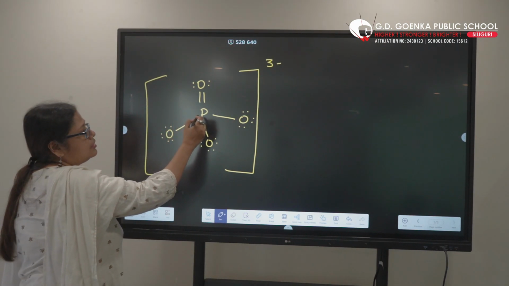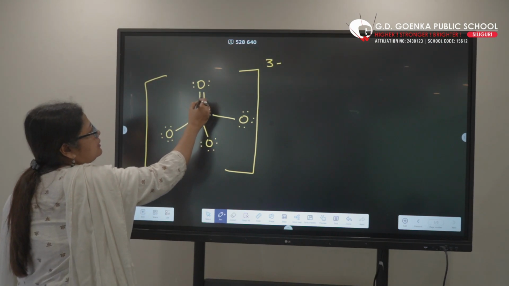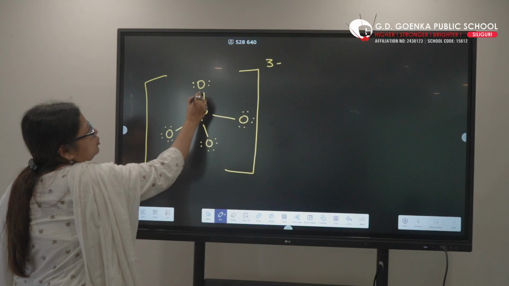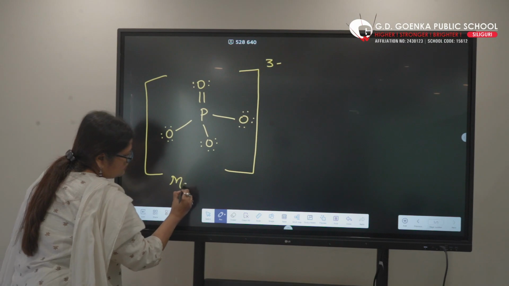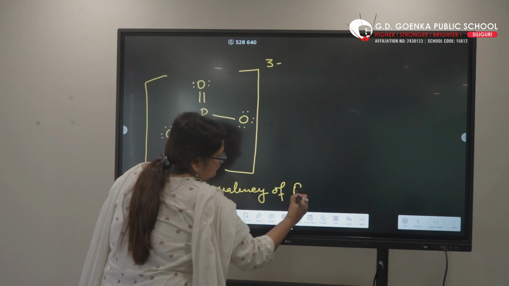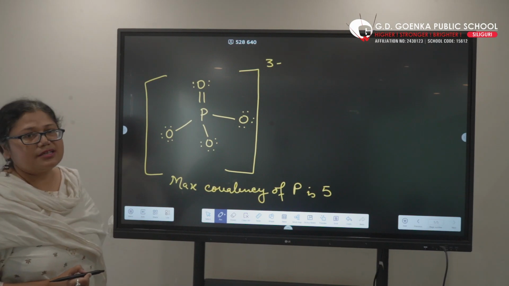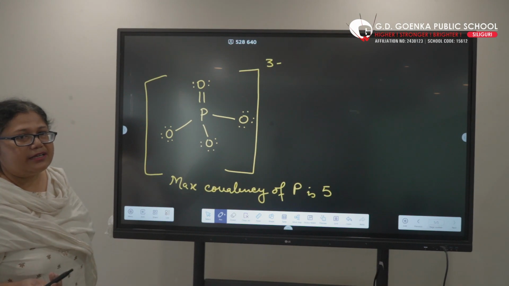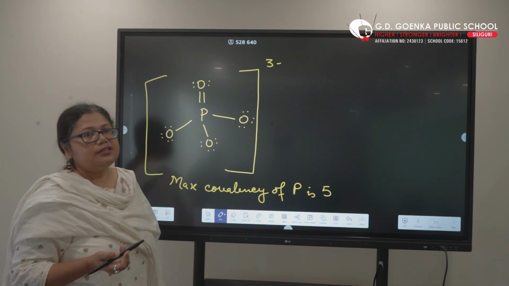At the same time, the central atom phosphorus has also satisfied its maximum covalency and it can accommodate 10 electrons due to the presence of the 3D subshell. So 1, 2, 3, 4, 5. The maximum covalency of phosphorus is 5, right? Same for sulfur, it is 6. So sulfur can expand its octet, phosphorus can expand its octet. Phosphorus can accommodate 10 electrons and sulfur can accommodate 12 electrons.